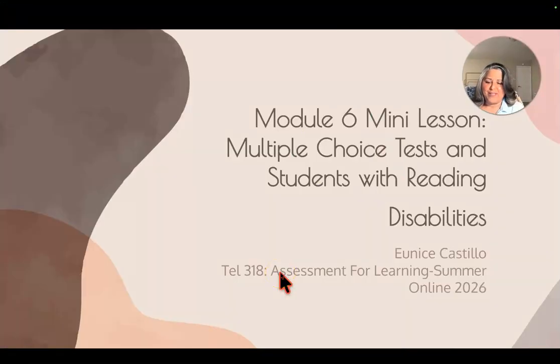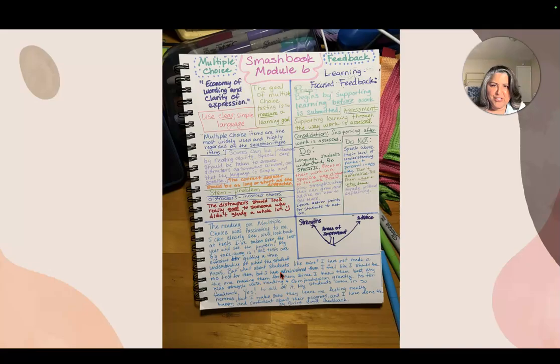Hi, my name is Eunice Castillo, and this is my Module 6 mini lesson, Multiple Choice Tests in Students with Reading Disabilities. This is a picture of my Smash book that I turned in Friday night.